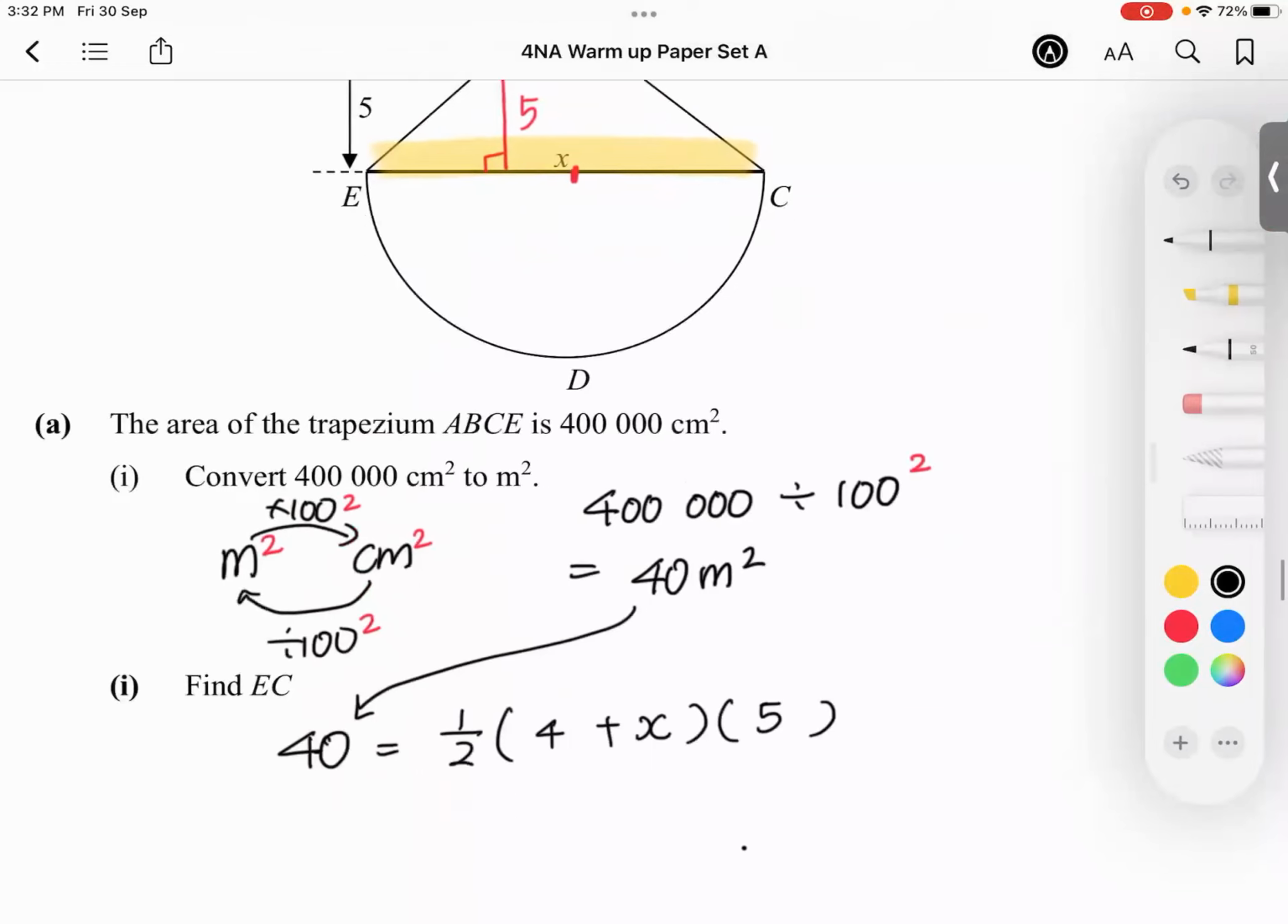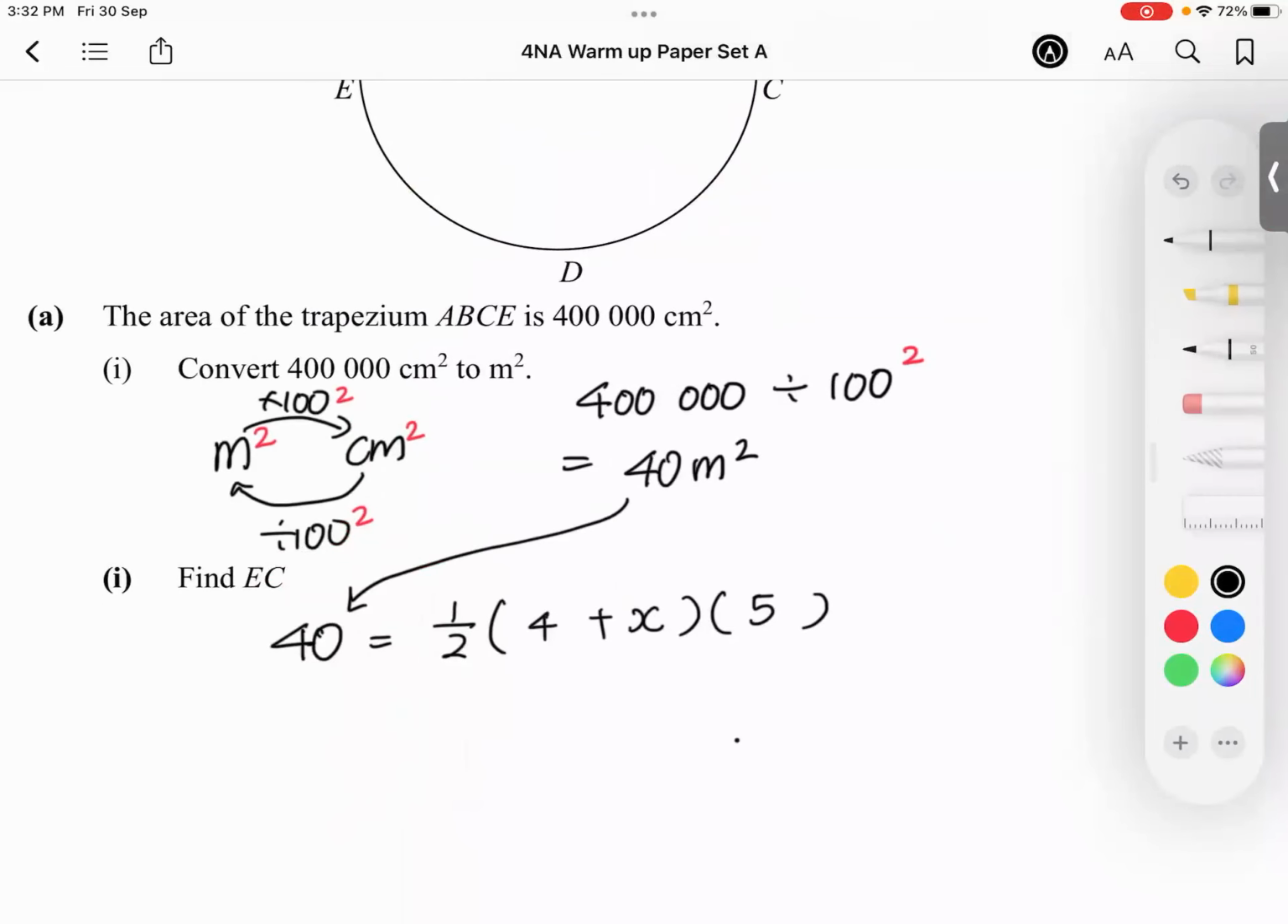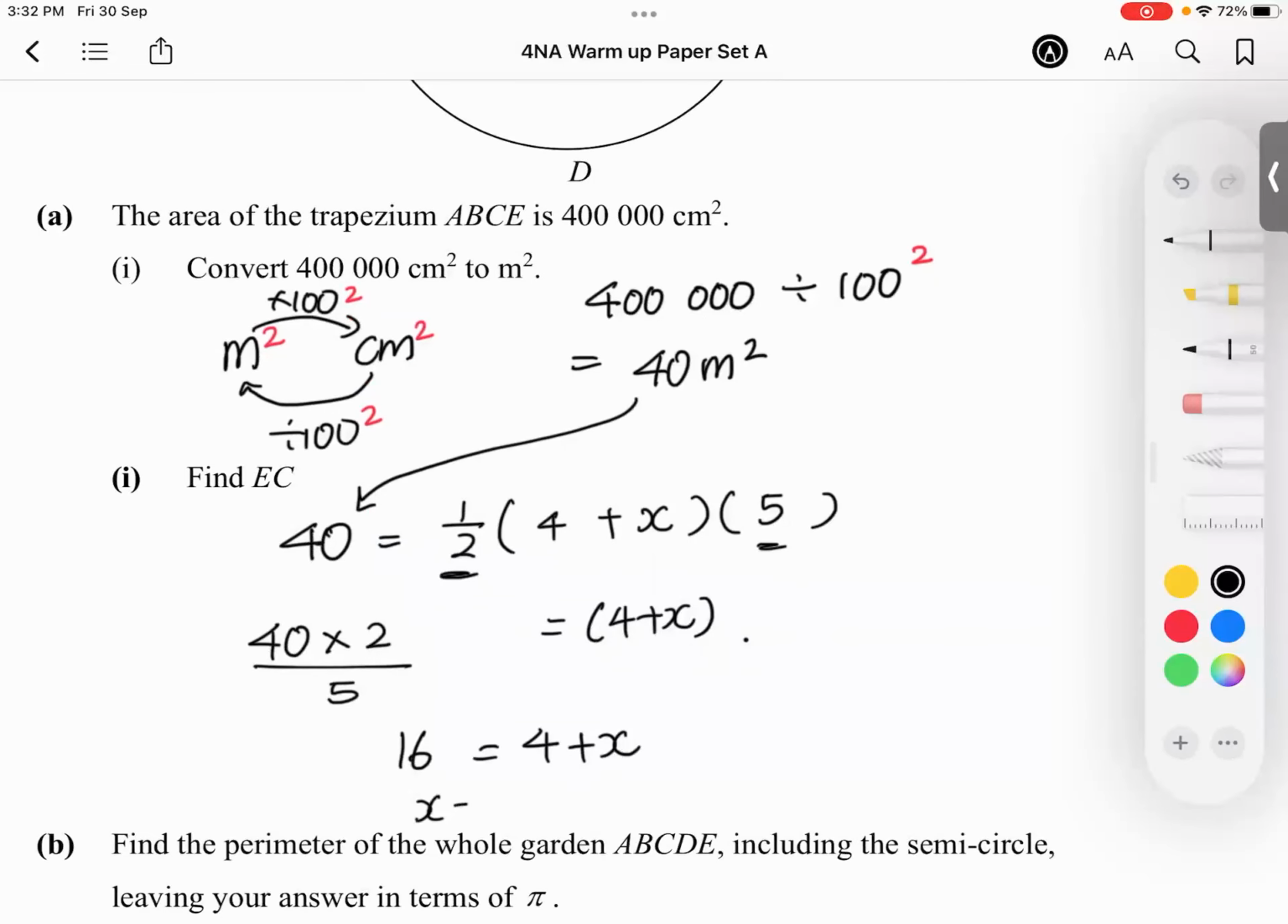Okay, so what I'm going to do, I'm going to get rid of my numbers first. I don't want the half, don't want the 5, because my 4 plus X is inside the bracket, right? So I keep my 4 plus X over here. I don't want half, I divide by half, or times 2 also can. I think you all know what's times 2, right? Times 2. Then the 5, I divide by 5. 40 times 2 divided by 5 gives me 16. So 16 equals 4 plus X. X will be equal to 16 minus 4.